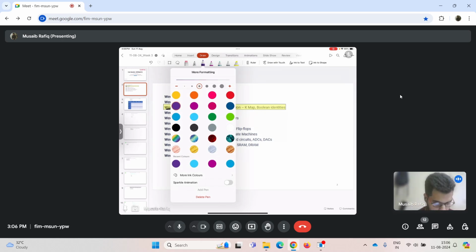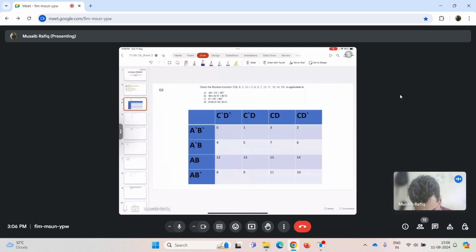Now let's start with the first problem of today's live session. Just focus on the problem first, then I'll discuss the other part. The problem is stated as, given the Boolean function f of abcd equal to sum of minterms 4, 6, 7, 10, 11, 12, 14, 15. We need to find its equivalent function. So using K-map, we'll try to find its equivalent function.